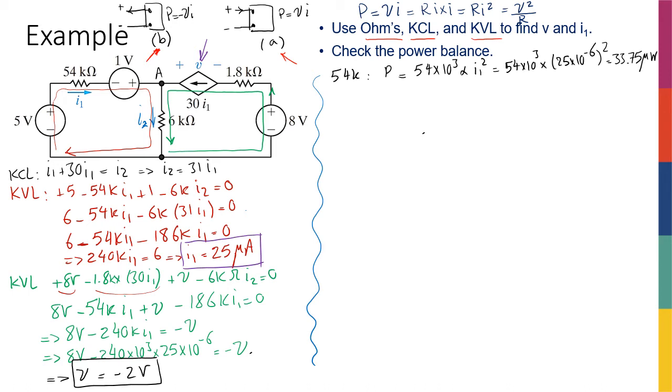Great. Next, we're going to talk about the 6K. For the 6 kilo ohm, again, P is equal to R I squared, so 6,000 times I2 squared, and I2 being basically 31 I1, so 775 microamp. We're going to have 6 times 10 to the power of 3 times 775 times 10 to the negative 6 squared. So you're going to get the power of 3,603.75 microwatt.